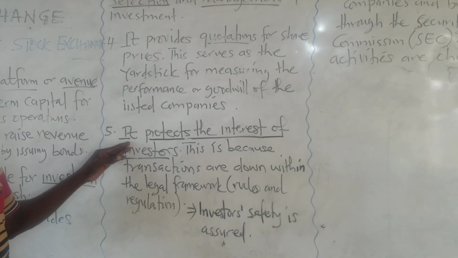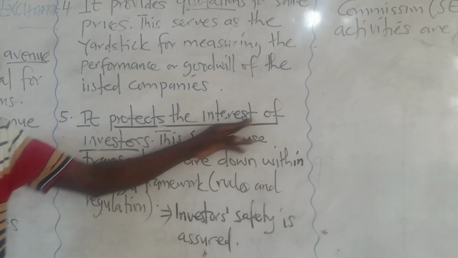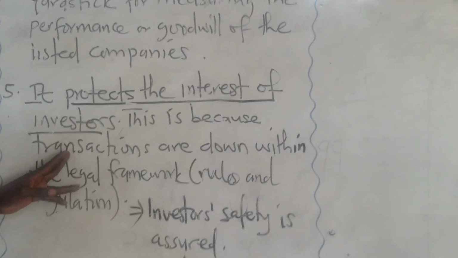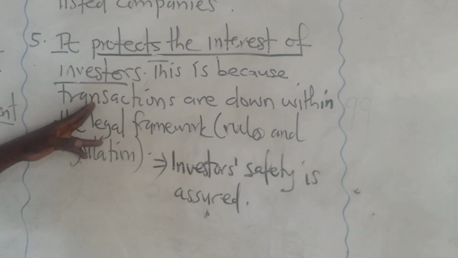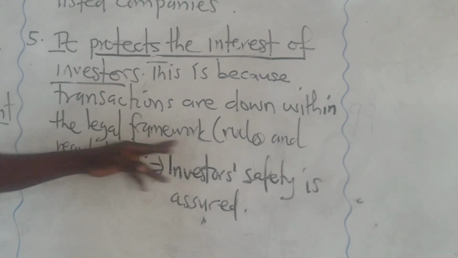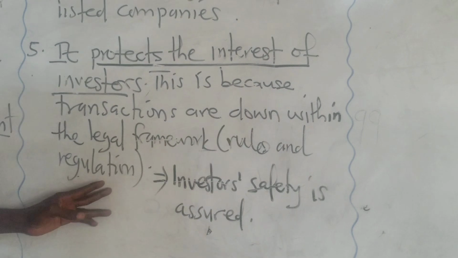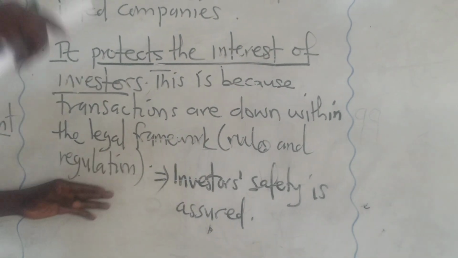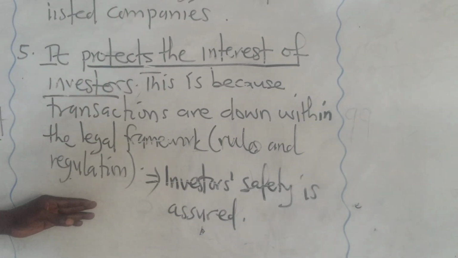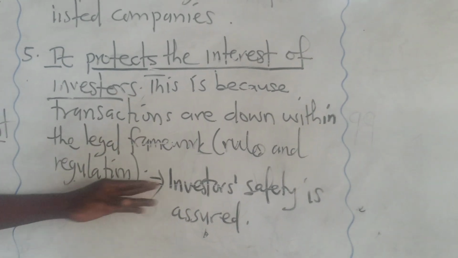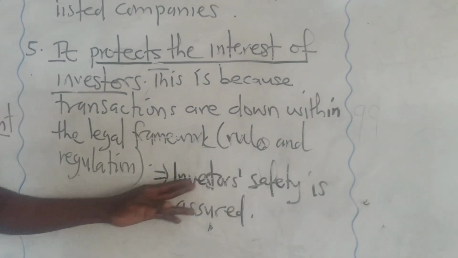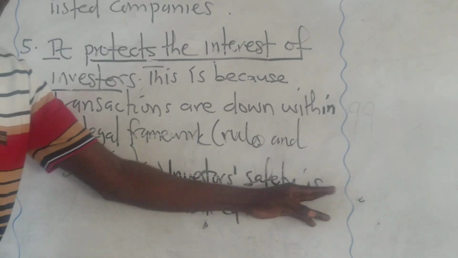The next one is that the stock market protects the interests of investors. So when you are buying shares, you don't have to be afraid. There are rules. The stock market operates within a legal framework. There are rules and regulations, so nobody does things the way they want to do. You do it in accordance with the rules. So the investor is safe. Investors' safety is assured.